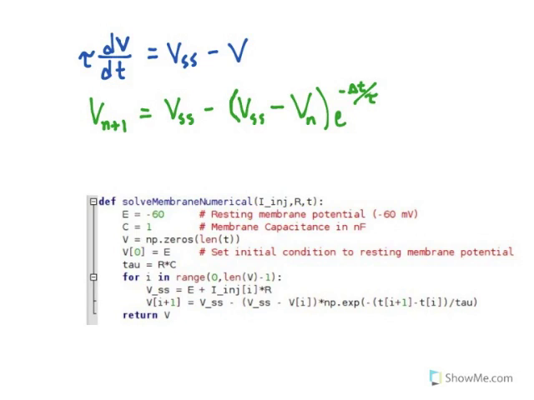And specifically what this is telling you is that you are going to be taking small steps in time, and delta t tells you how small that step is. And the voltage at the next time step, at the n+1 time step, can be approximated based on what you know the voltage to be at the previous time step, and your calculation of what the steady-state membrane potential is.